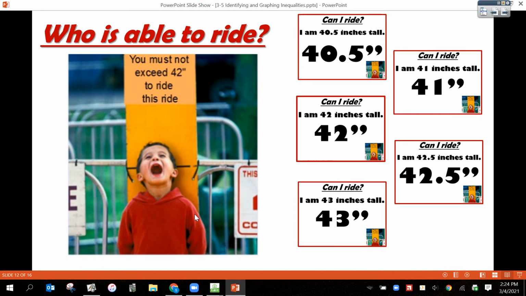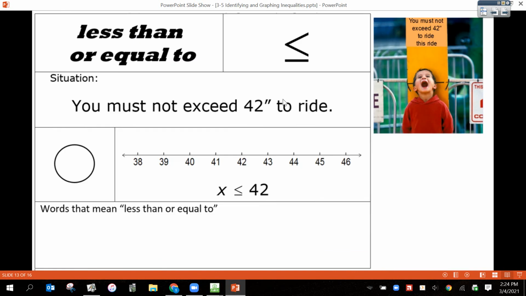Next step. You must not exceed 42 inches to ride this ride. So you cannot go over 42 inches. So 43 goes over, 42 and a half goes over, but does 42 go over 42 inches? Nope. It's right at the top. 41 is good and 40 and a half is good. So it's a small person ride.